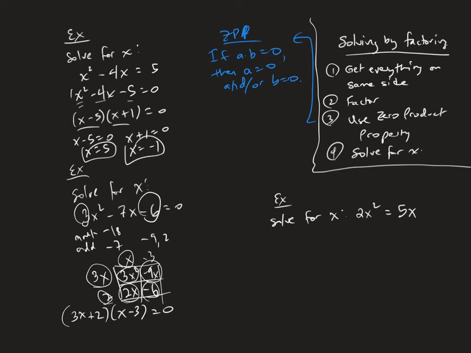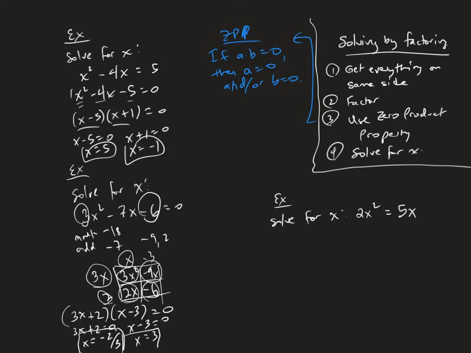So now I can use the zero product property. And then I would have to subtract 2 from both sides and divide by 3. Be careful that you don't flip this, because that's a really common error. And then x equals 3. So this would also have two x-intercepts if I were to graph it.